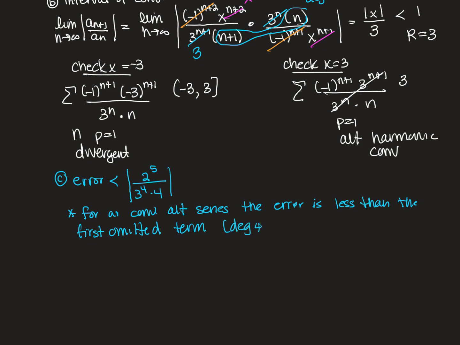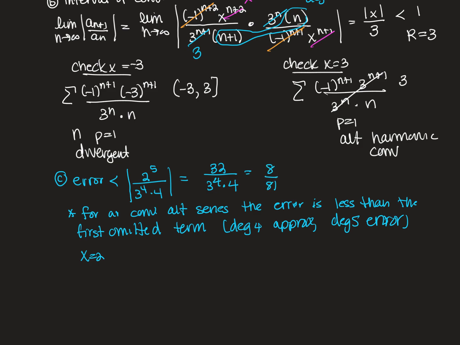Degree 4 approximation. Degree 5 is error. And we plugged in x is equal to 2. So this would be the smallest error possible. So this would be 32 over 3 to the 4th times 4. And I think that works out to be 8 over 81.